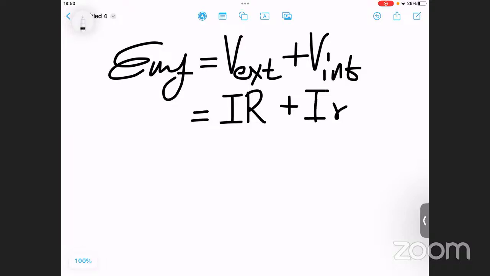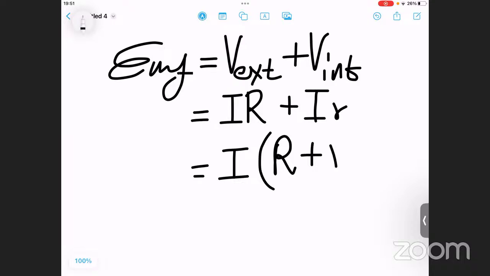Guys, the current flowing externally and internally is the same. That is why we take it out as a common factor. And then inside there, we remain with capital letter R and small letter r.